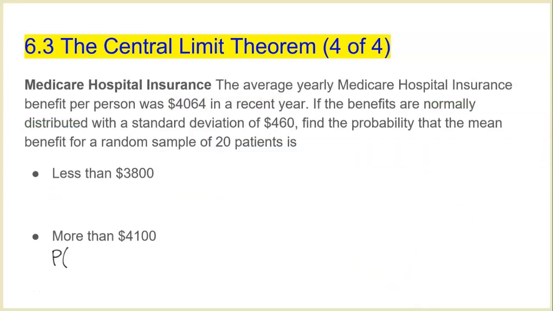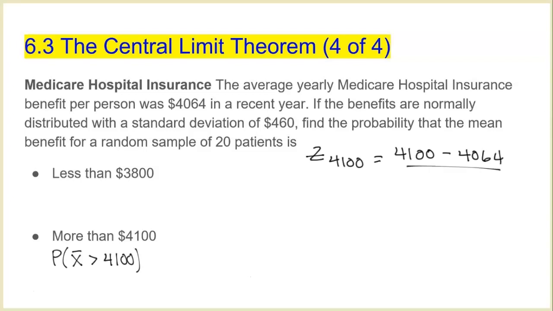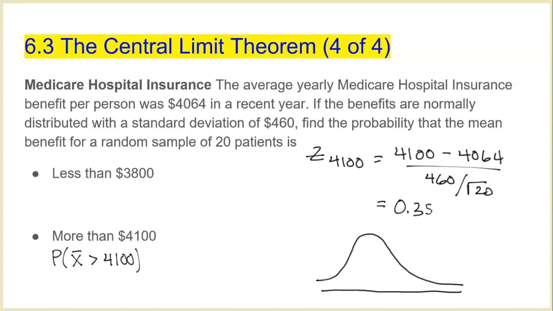And then for our second example, we want more than 4,100. So the probability that the sample mean is more than 4,100, still we need to be able to convert that to a z-score. So we utilize the new z-score formula. It still represents the same thing, that now this sample mean of 4,100 is 0.35 standard deviations away from the mean of 4,064. And again, draw our distribution, and we want to try to visualize what kind of area we're looking for. Now we want more than, so that means it's the area to the right.